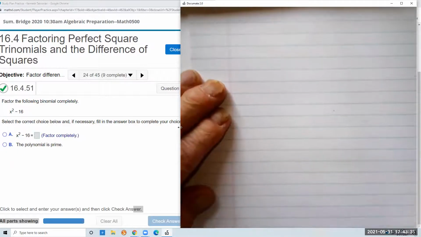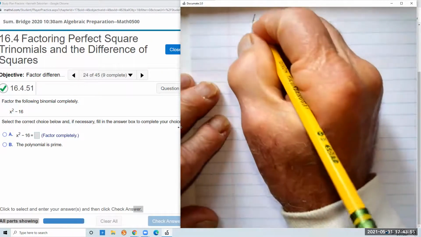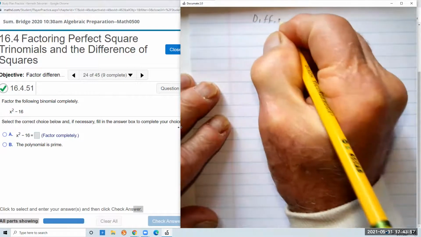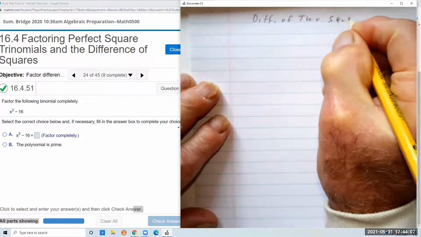This is another type of factoring. This factoring has two terms. We're only going to handle the two terms that are the difference of squares. There is another technique for the difference of two cubes and the sum of two cubes, but there is not anything for the sum of two squares. So we have the difference of two squares.